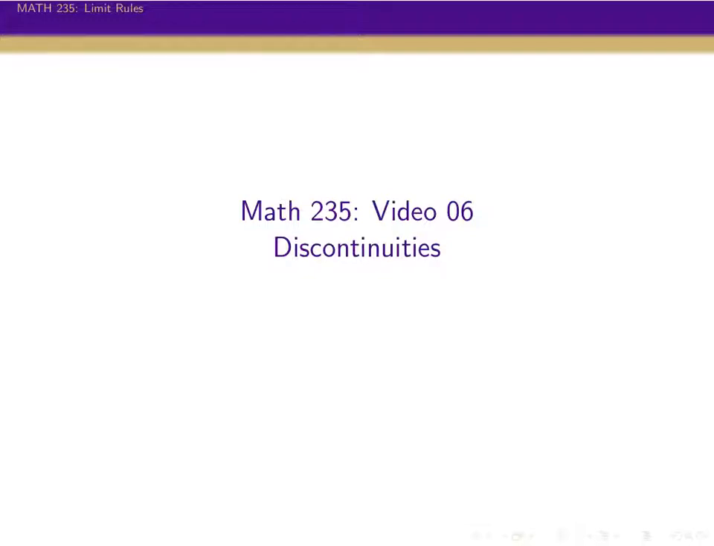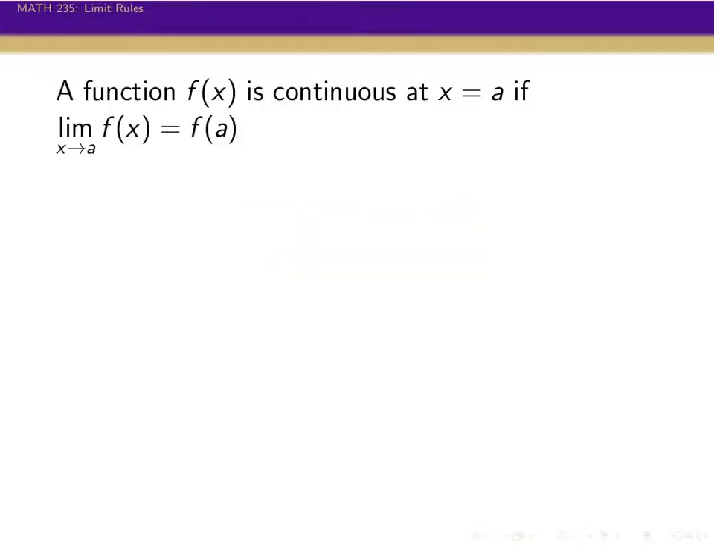So in this video, we are going to be looking at all the ways in which continuity can go sour. These are what are called discontinuities. So let's just recall the definition of continuous. We talked about this in the last video. We say that a function is continuous at x equals a if the value of the limit as x approaches a is equal to the actual value of the function at a.